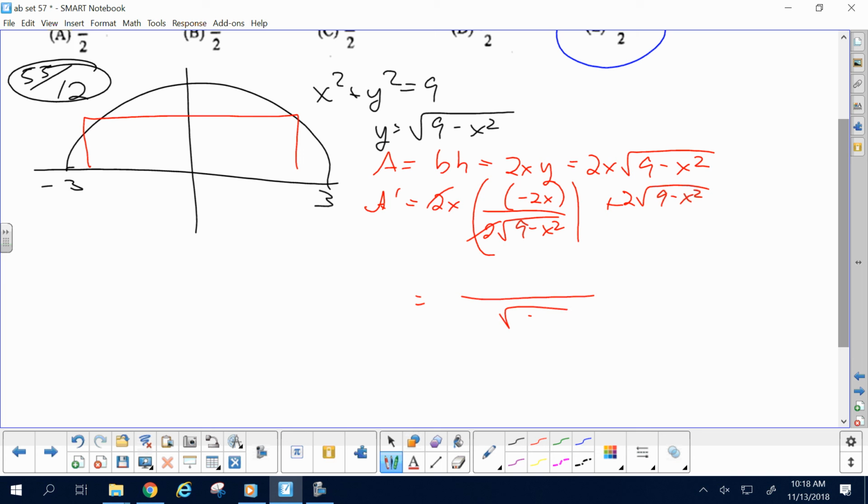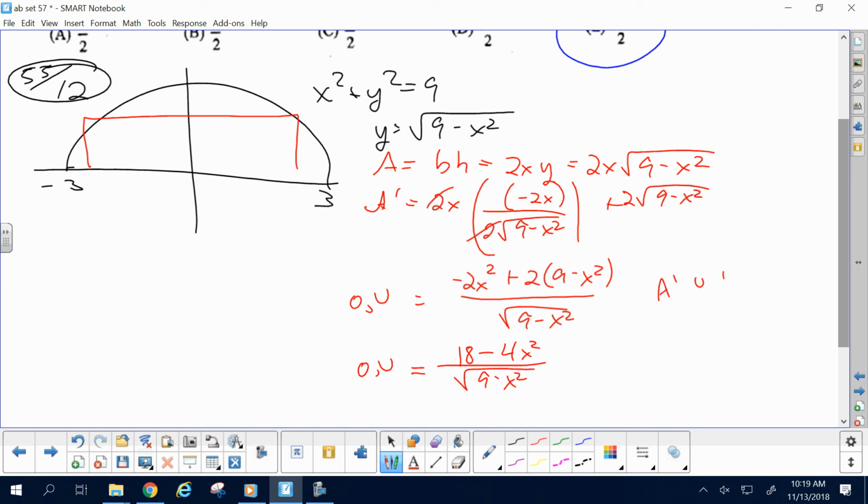If we get a common denominator, it looks something like this: negative 2x squared plus 2 times root of 9 minus x squared. Stop me if I'm going too fast. Therefore, my derivative is something like 18 minus 4x squared over root 9 minus x squared.